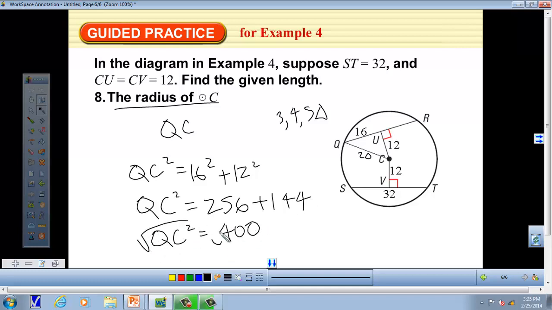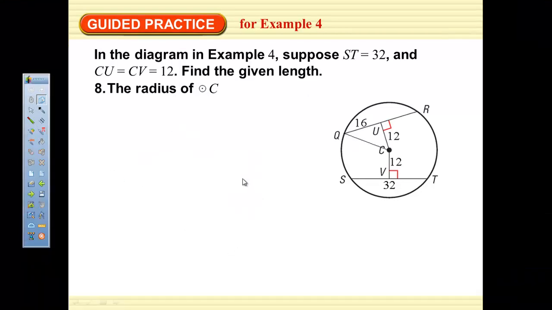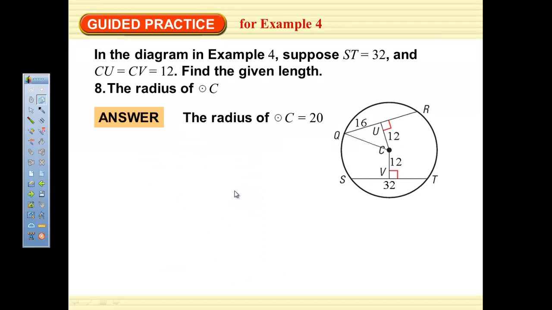Square rooting both sides, QC is equal to 20. Okay? Okay. And we're done.